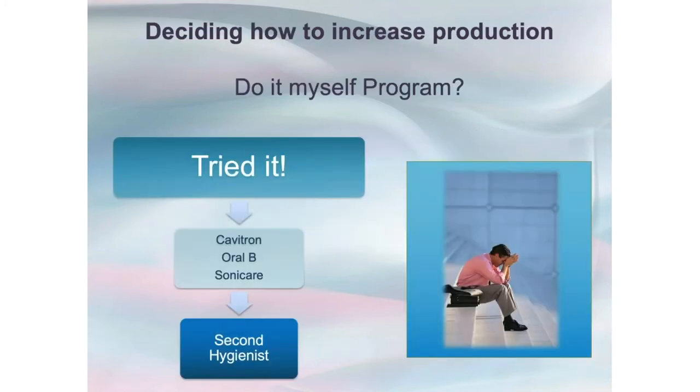Well, if you were myself, I decided to try it on my own. So, you know, my hygienist had Cavitrons, we had the Oral-B, the other hygienist had a Sonicare. And of course, when we need to start treating perio in our practice, hygienists all want what? They want more time to treat the patient. So we had to hire a second hygienist.